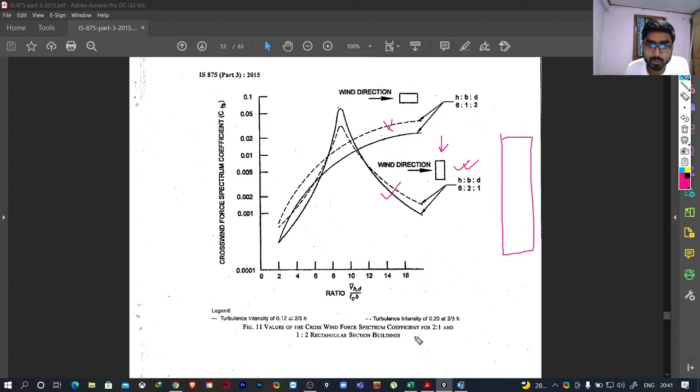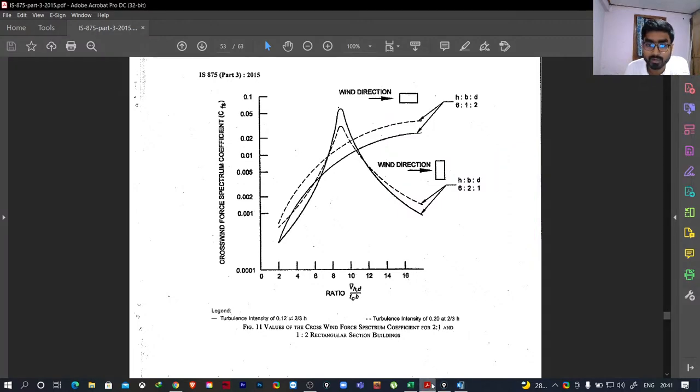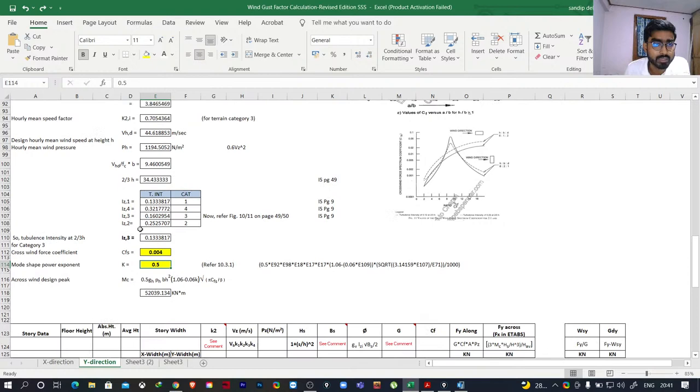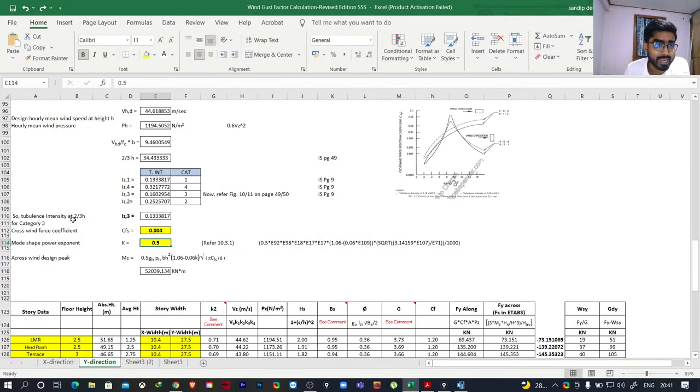So now let us find out the turbulence intensity at 2 by 3 height. Let me see here in the Excel sheet. Here you can see turbulence intensities we have for different categories. Now, how to find out the 2 by 3 height turbulence intensity? You remember we had formulas. Using these formulas, we have calculated this. For category 1, at 2 by 3 height, we have this. For category 4, we have this. For category 3, we have this. For category 2, we have this. Now, as we have selected category 3, it is incorporating the value of category 3, I guess.